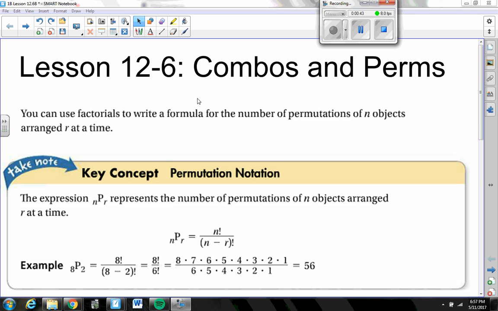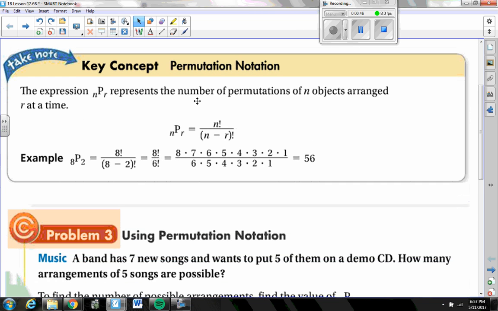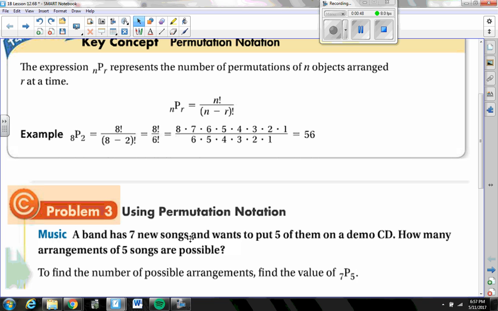Now, for example, what that might look like is a band has 7 new songs. So they've recorded 7 songs, and they want to put 5 of them on a CD. How many ways can they arrange 5 of the 7 songs so that you have this demo CD? It doesn't mean that you're arranging all 7, because we talked about that, right? 7 times 6 times 5 times 4 times 3 times 2 times 1, 7 factorial. It's not 7 factorial. It's actually a slightly different formula. It still involves n factorial, however.